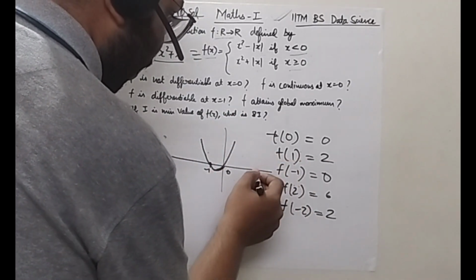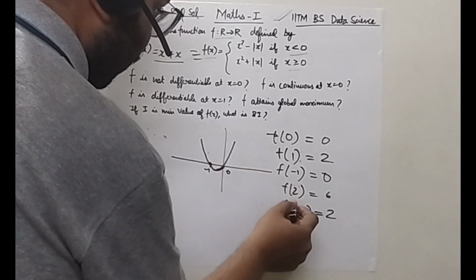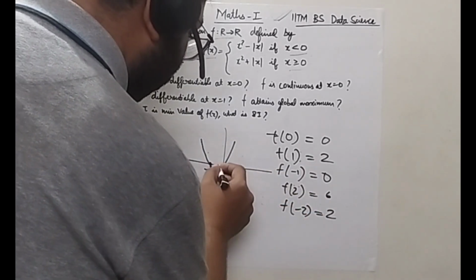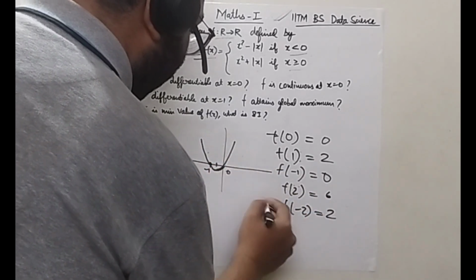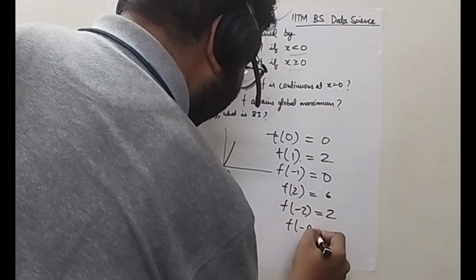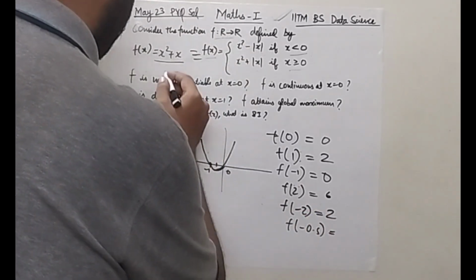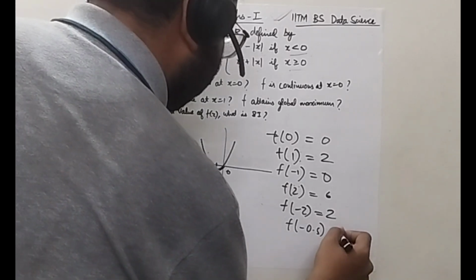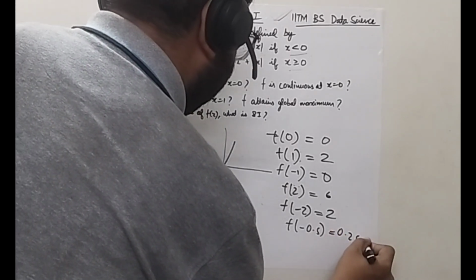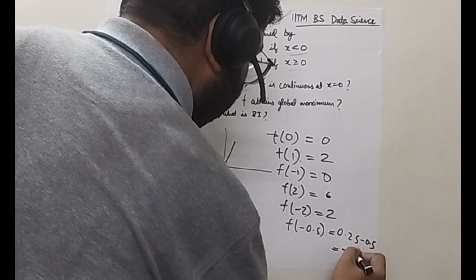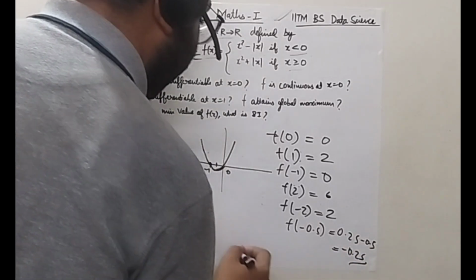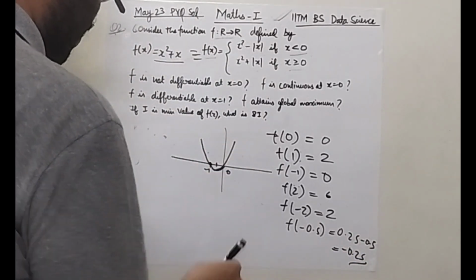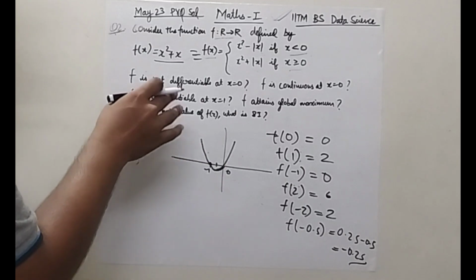At x equals 1, it is 2. It is matching. So the minimum must be at minus 0.5. Let's calculate its value. It will be 0.25 minus 0.5, so it must be minus 0.25. Yes, it is matching. So the graph will be like this. Now you have the graph.